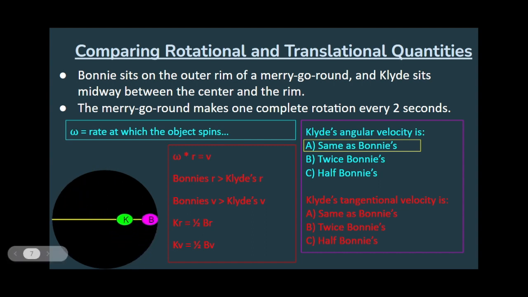We can see that Bonnie is traveling more tangentially than Clyde is, because she's going around the outside of this merry-go-round, where Clyde is going around the inside of this merry-go-round. They both are taking the same amount of time to make this rotation, but since Bonnie's covering more distance, she has to be moving faster than Clyde. How much faster is she moving? Well, Bonnie's moving twice the speed that Clyde's moving, therefore Clyde's velocity is half that of Bonnie's.